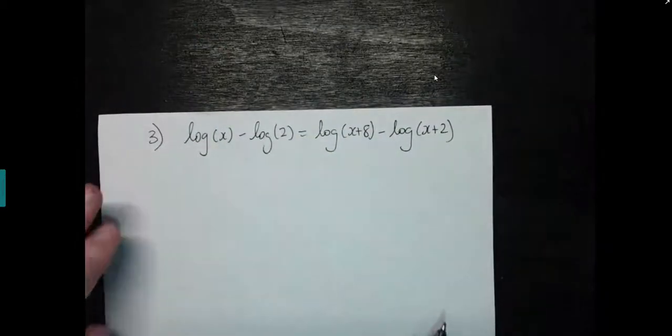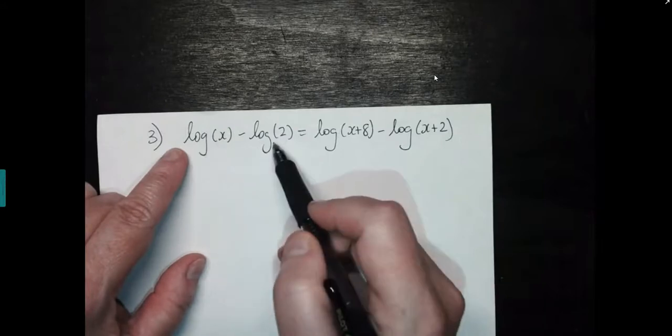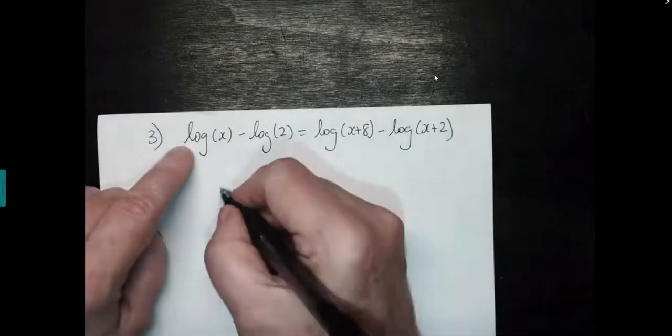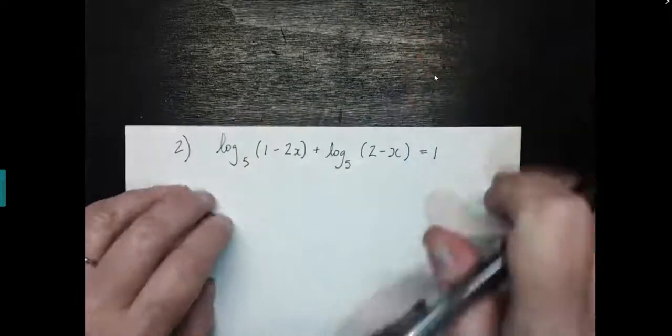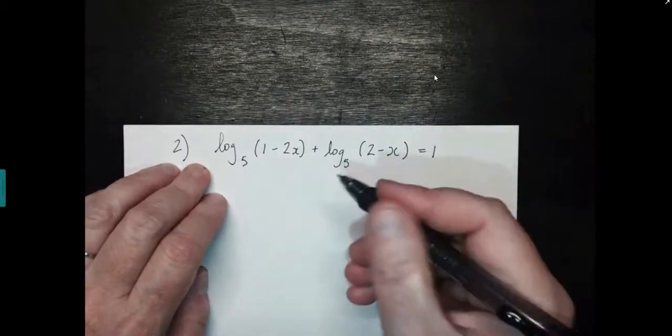Okay, well, what I'm going to do now is put these together into one logarithm using the quotient rule. Oh, that's the third one. Let's do that one first. I'm going to put these into one logarithm using the multiplication rule.